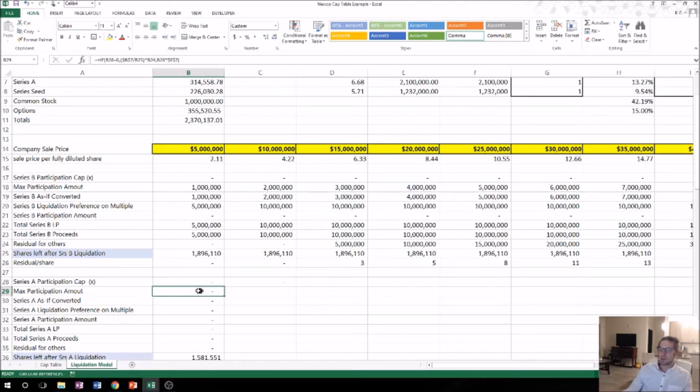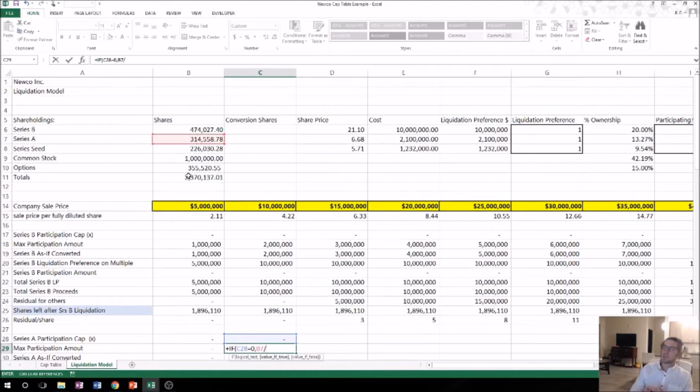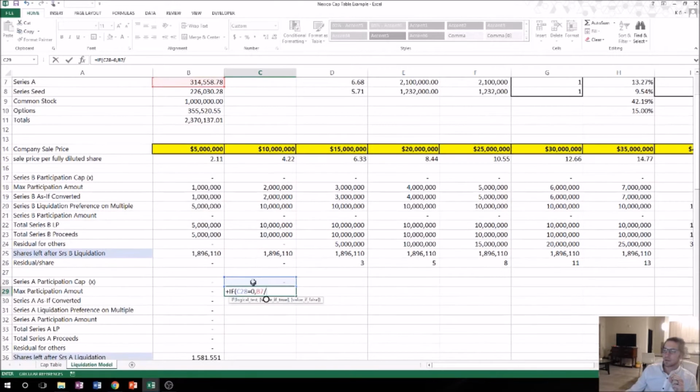Okay, max participation amount. So max participation amount is calculated the same way, I think. Oh no, this is actually a little different. So if the participation cap equals 0, then we're going to take the Series A shares and divide them by the number of shares left after Series B liquidation. So we've already removed all the Series B shares from contention, and we're now left with a smaller group of shares, so everyone has a greater ownership, and that's what we're calculating right here.